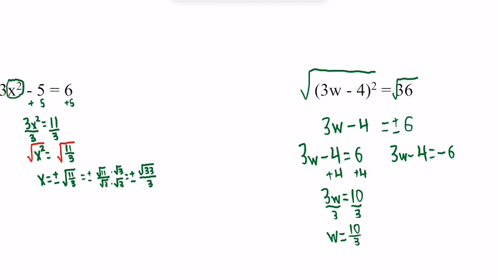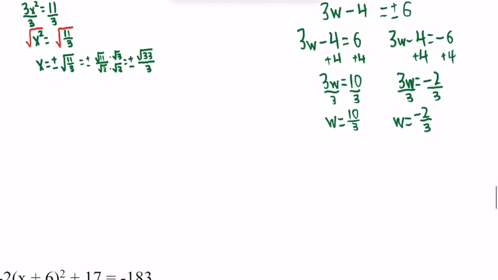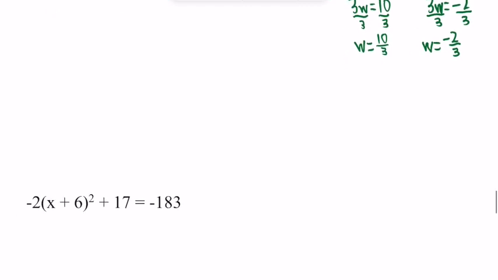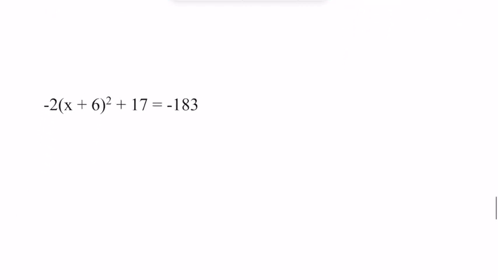The next one, we add 4 to both sides, giving us 3w equals negative 2. Divide both sides by 3, you would have w equals negative 2/3. So 10/3 and negative 2/3 are both solutions to that equation. If you'd like to solve the next problem on your own, pause the video now and resume when you're ready to see the solution.